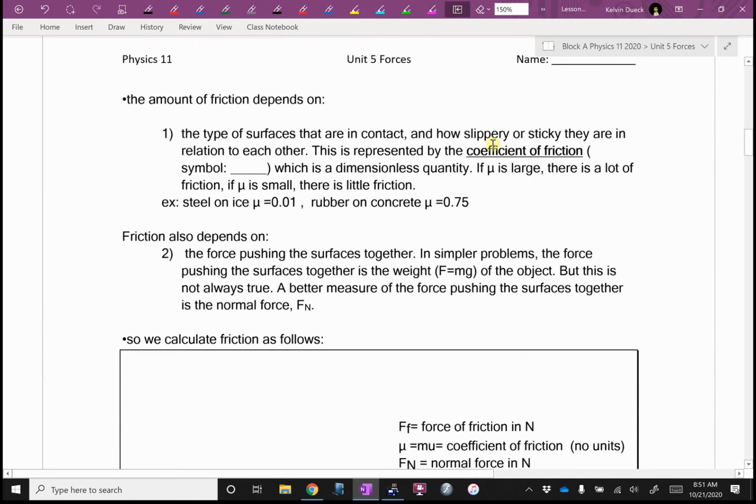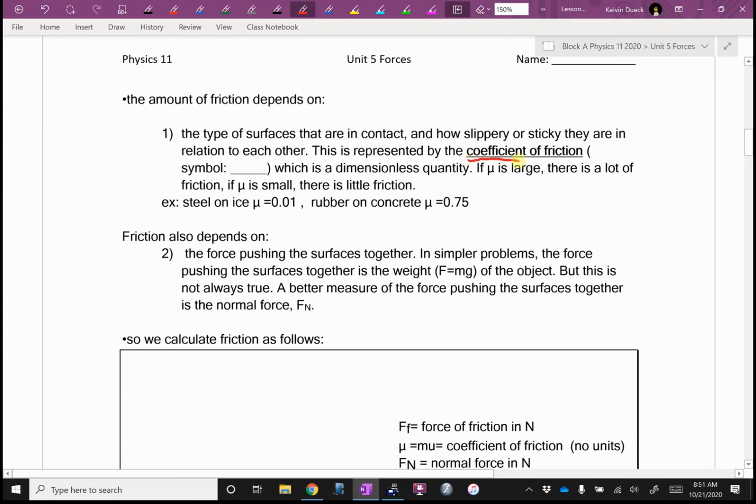We talked about this yesterday in class, Riley. You were away. We watched a video about friction and we used some reasoning and we said we think friction should depend on two things. The first thing it should depend on is how slippery the surface is. Or if I flip it, how sticky the surface is. It should depend on the types of surfaces that are in contact, how slippery or sticky they are in relation to each other. And this is represented by something called the coefficient of friction.